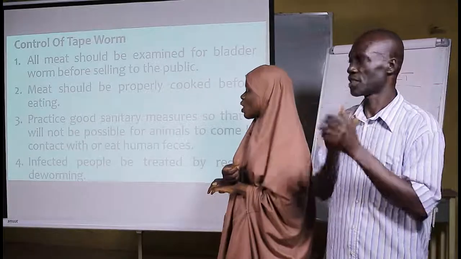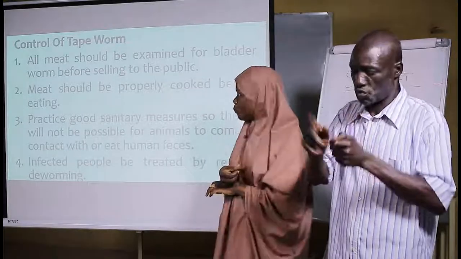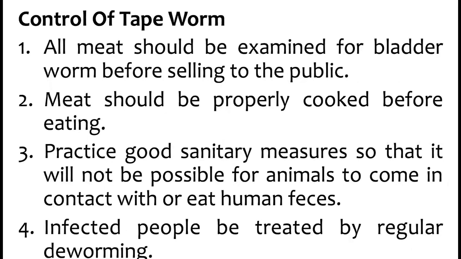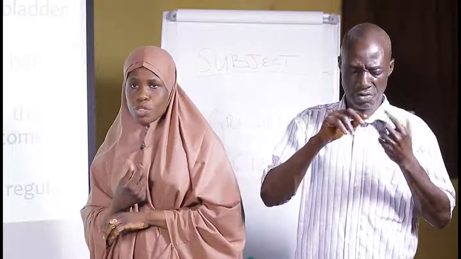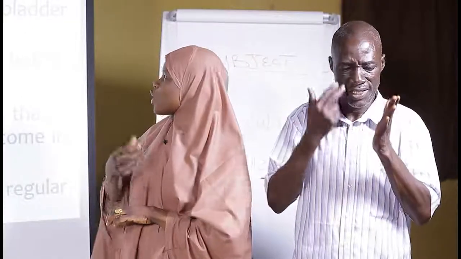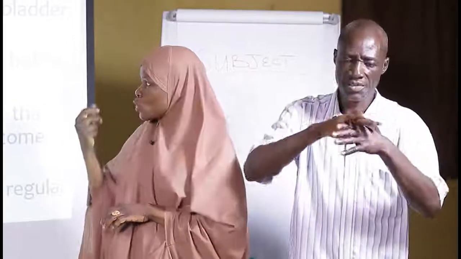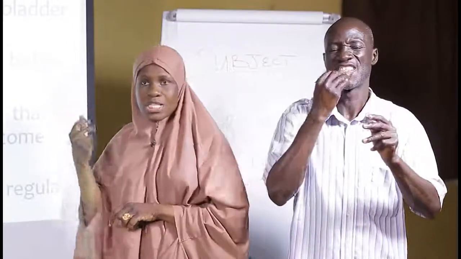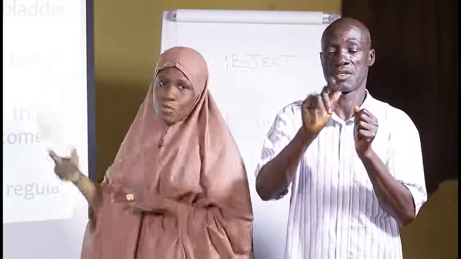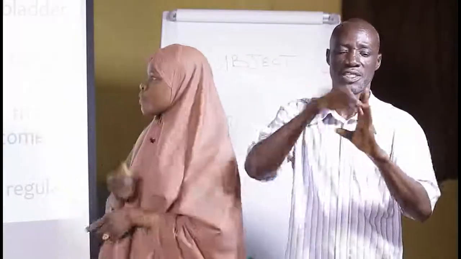Control of tapeworm. How do we control this tapeworm? First of all, meat should be examined for bladder worm before selling to the public. Before you sell your meat to the public, you have to examine it for bladder worm, so that you are not going to sell it to people and they consume it with that tapeworm, and it continues going around from human to the pig, it circulates.